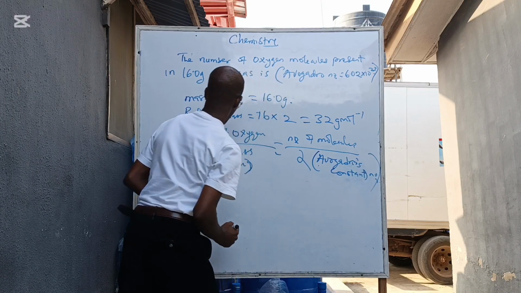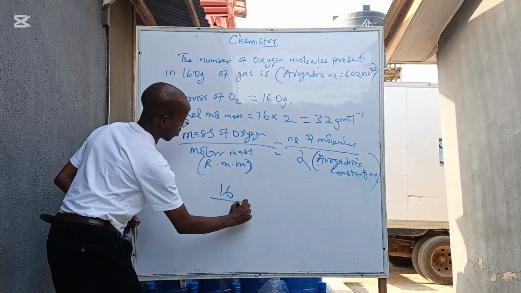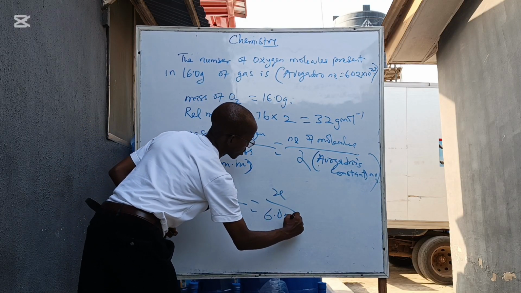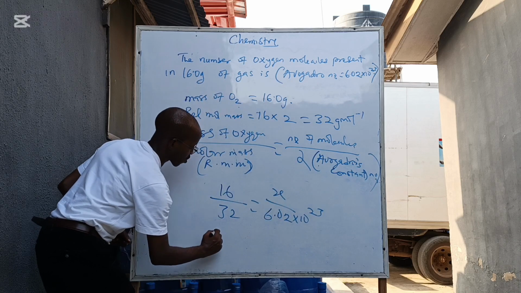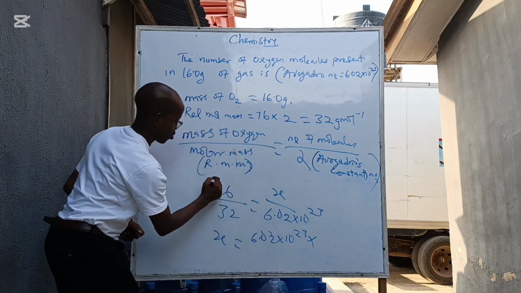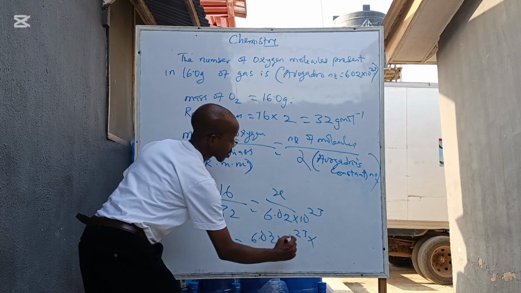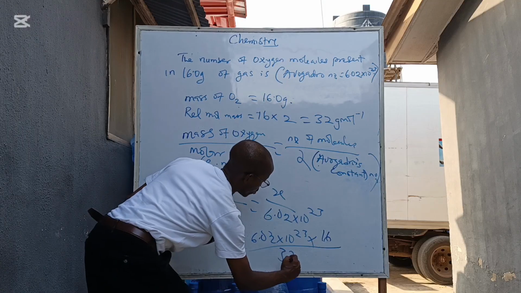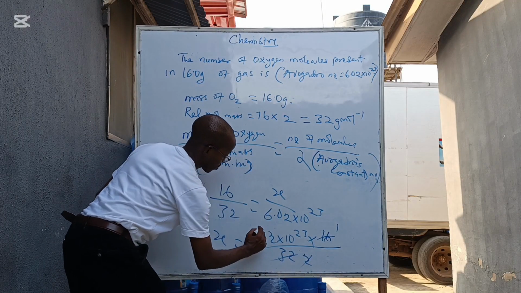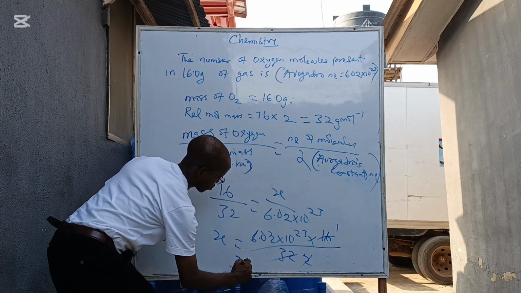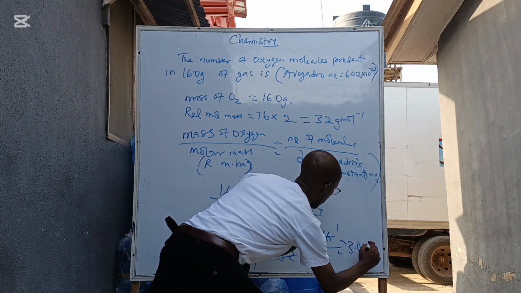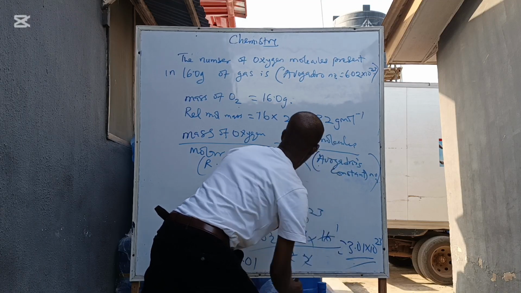So your mass is 16 gram all over 32, which is equal to X all over 6.02 times 10 to the power 23. Make X the subject of formula, which is equal to 6.02 times 10 to the power 23 times 16 all over 32. So 16 here 1, 16 here 2, 2 here 3, 2 here 0, 2 here 1. So at the end you have 3.01 times 10 to the power 23 molecules.